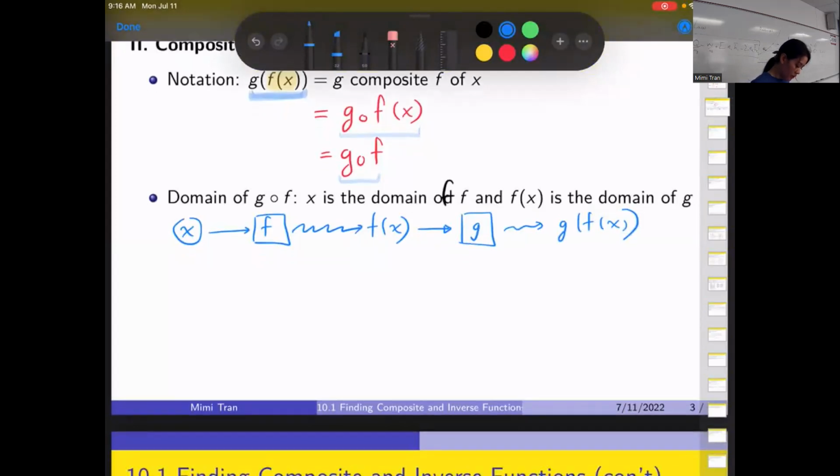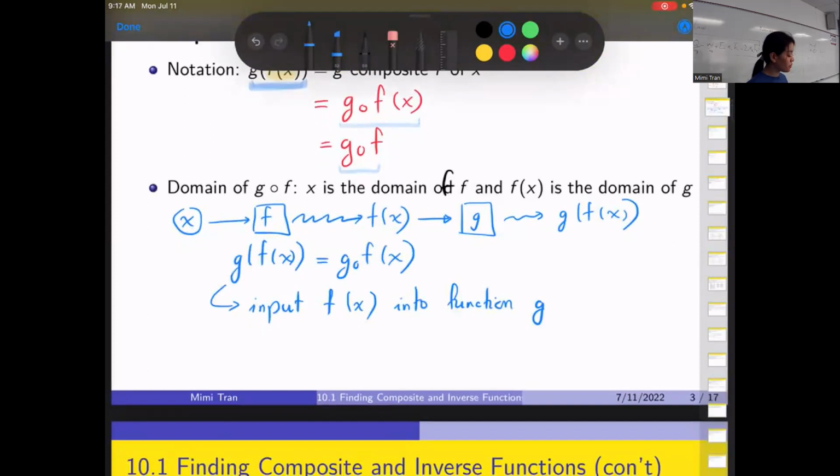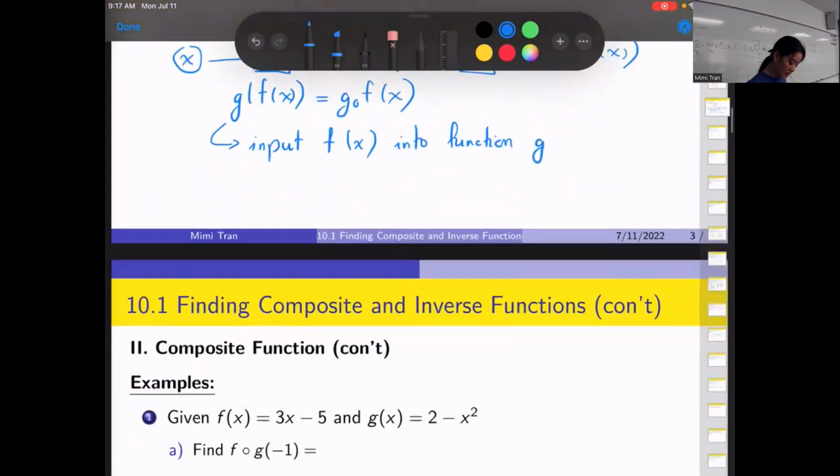So again, let me remind you, G of F of X is the same thing as G composite F of X, right? This means you input F of X into function G. That's what I mean. It's not always G of F of X. It could be F of G of X. Doesn't matter. It's just a letter, a placeholder. So let me give you some example.